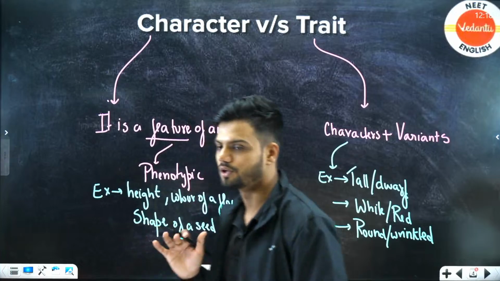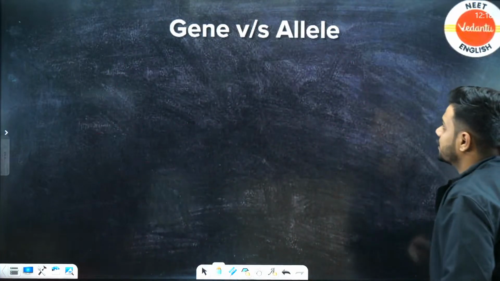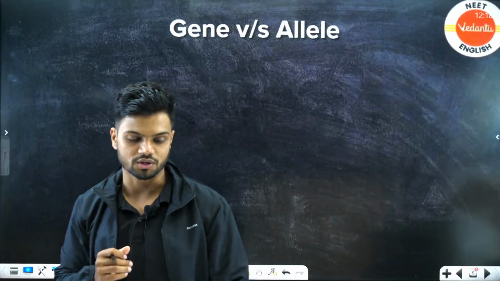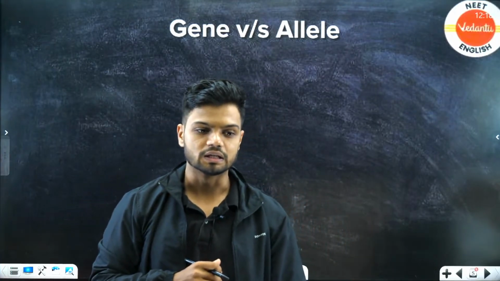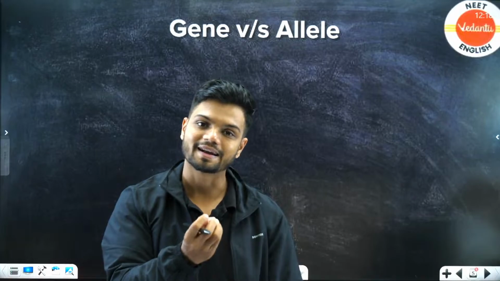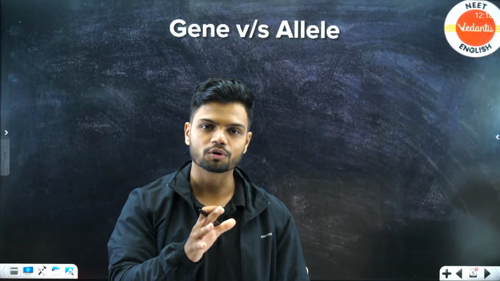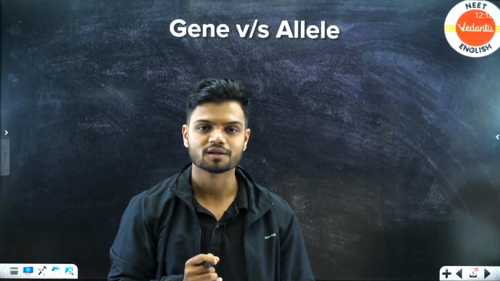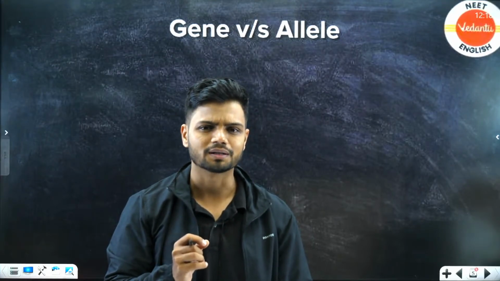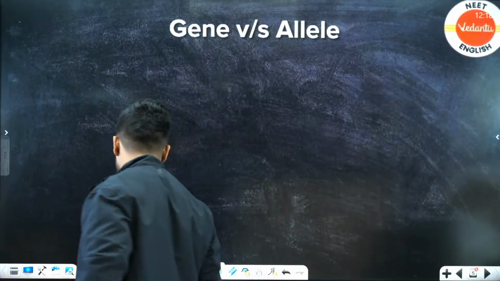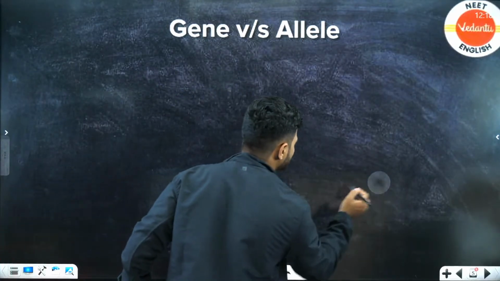For example, students, what is the difference between a gene and an allele? What is a gene? Now, all of you will tell me, sir, gene is the unit of heredity. That is true. But if you want the actual definition, gene is nothing but a small segment of a DNA. Let me teach you. Listen to me, students.